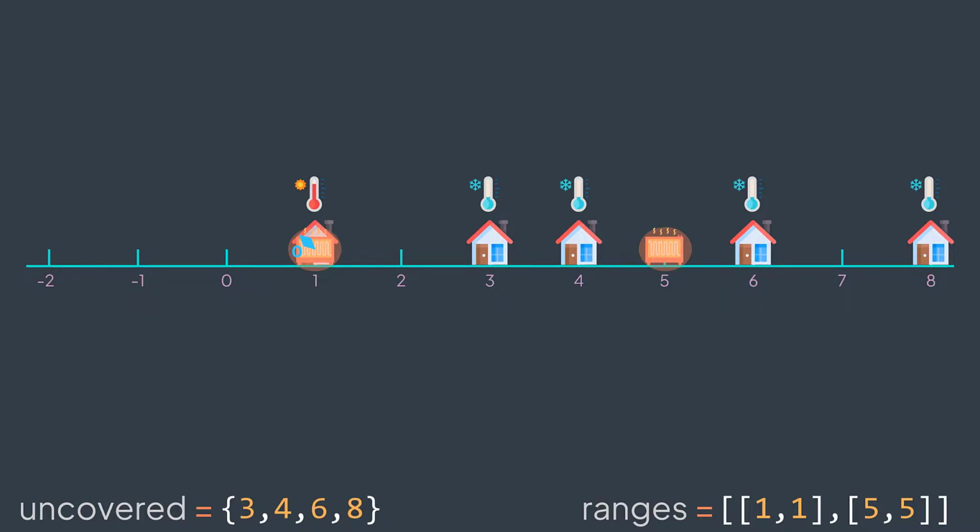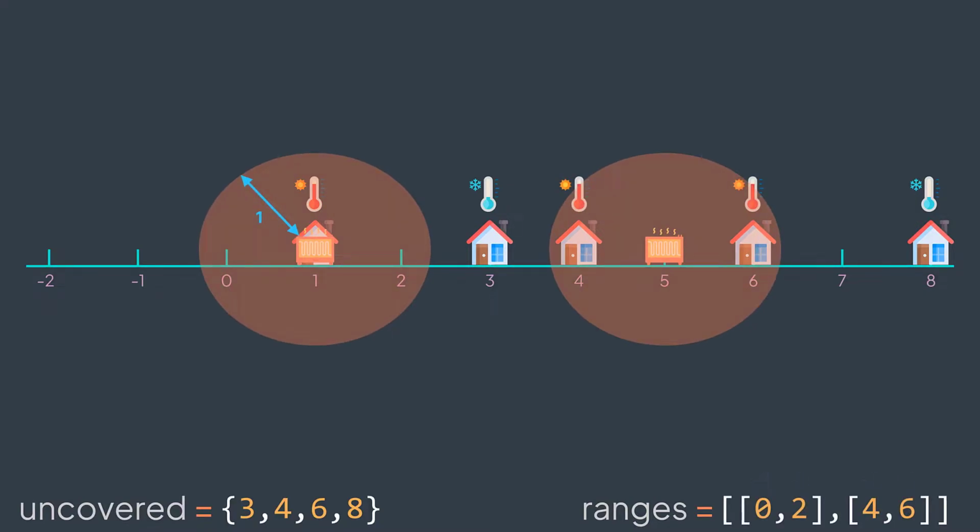Now first iteration, we increase the radius. We modify the ranges by decrementing the left boundary and incrementing the right boundary. Heater 1 now covers range from 0 to 2 and heater 2 covers from 4 to 6. The new covered positions are 0, 2, 4 and 6. We remove houses that are in these positions. The uncovered set isn't empty yet, we continue.